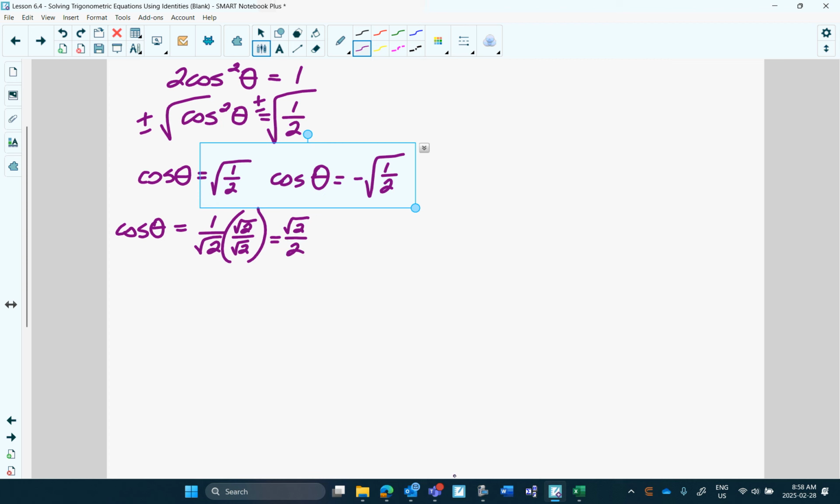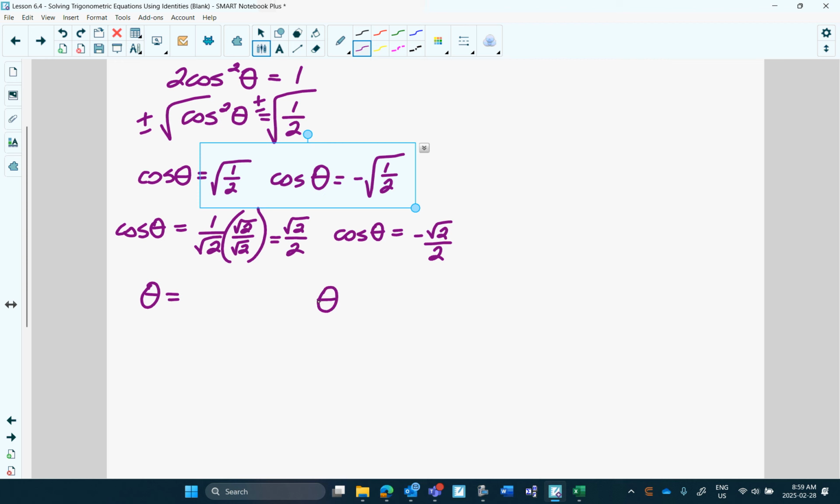That's a unit circle value. So this is kind of a special case question. Just remember, if you get square root of 1/2, it's √2 over 2. You don't have to show your work. And so this one would be cos theta equals negative √2 over 2. And I've got to solve each one.